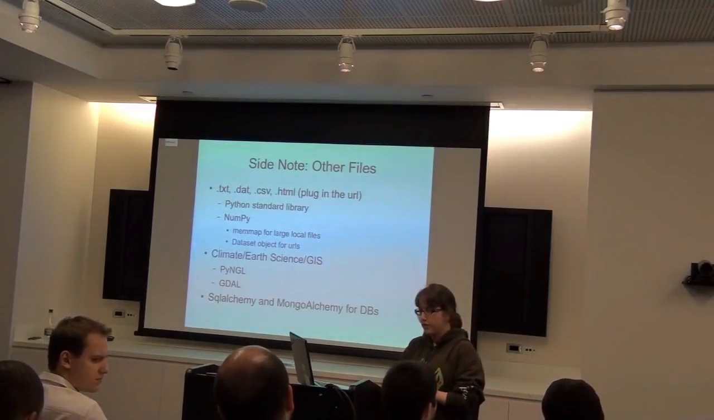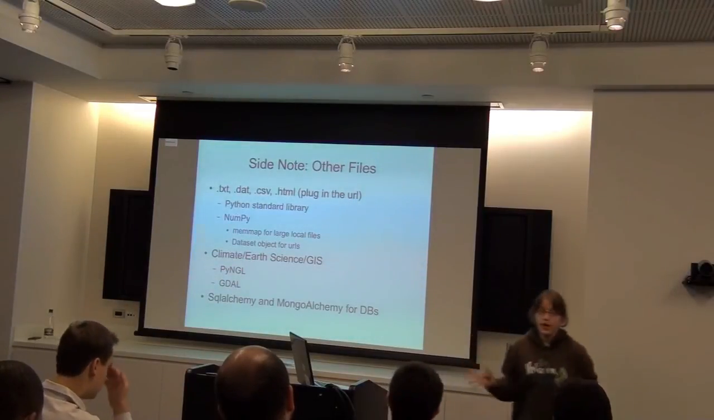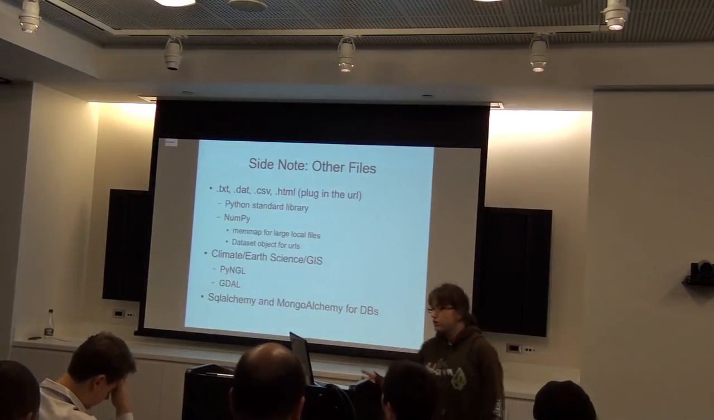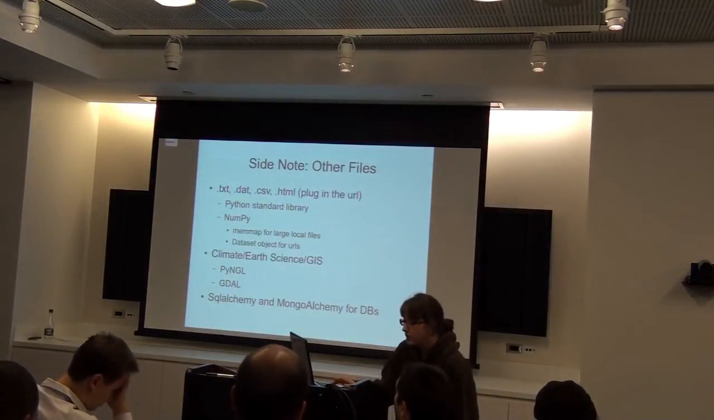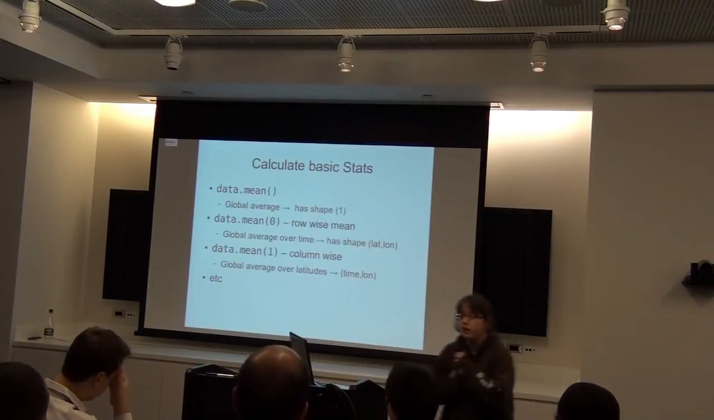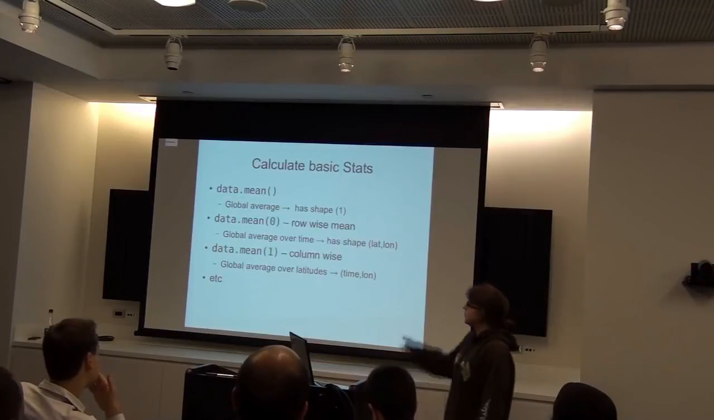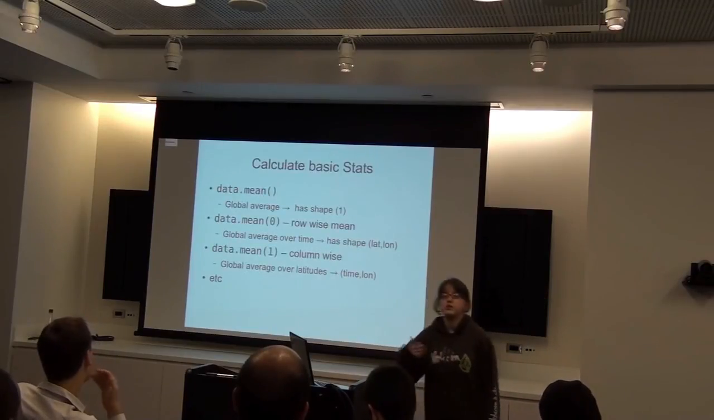Okay, so we have our file and we have it loaded to memory, right? What do we want to do with it? The big thing we want to do with it at first is calculate our basic stats, right? And we can do this regardless of whatever we're dealing with. We can take our mean across any dimension. It's a standard argument.